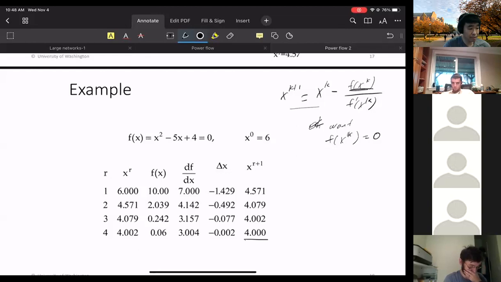Okay, so the idea is very simple. You do the Taylor expansion, you forget the higher order terms, you just keep the constant and linear term, solve a linear system of equations, and repeat the process. Just keep going. So it's a fairly simple process.